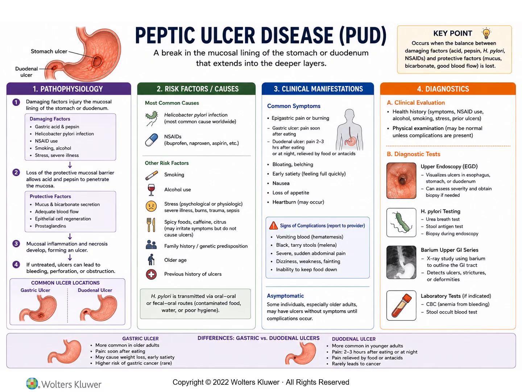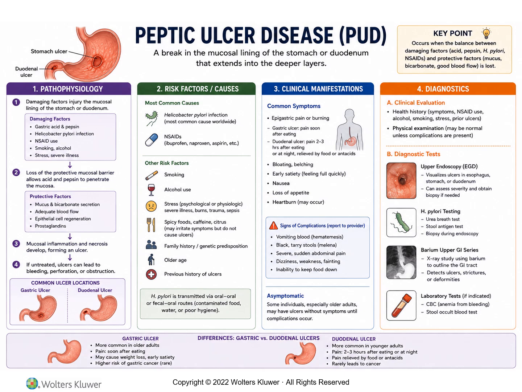All right, let's talk about peptic ulcer disease. So this is different from some of the conditions we just discussed because now we have an actual break in the mucosal lining of the stomach or the duodenum that extends into deeper tissue. So the easiest way to understand peptic ulcer disease is to think about a balance between damaging factors and protective factors. On the damaging side, we have gastric acid and pepsin, maybe H. pylori or medications such as NSAIDs.